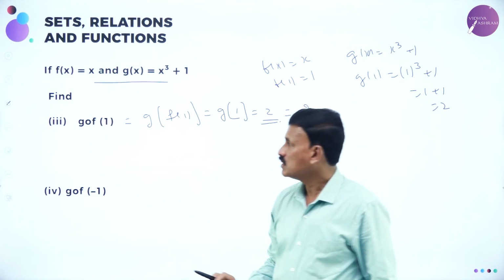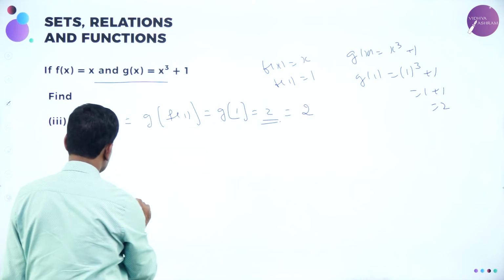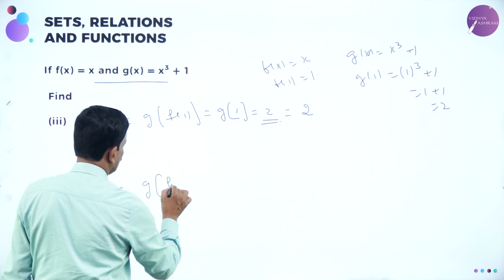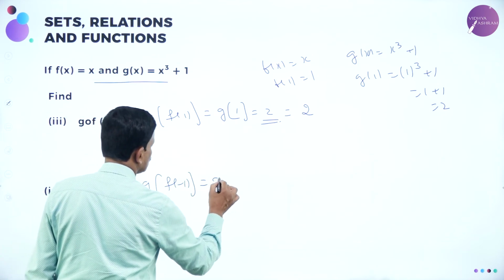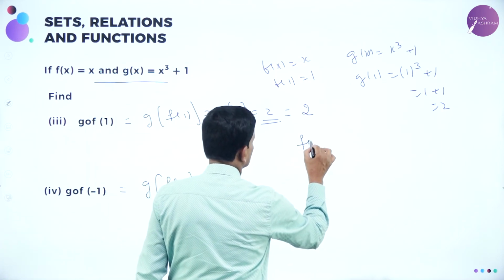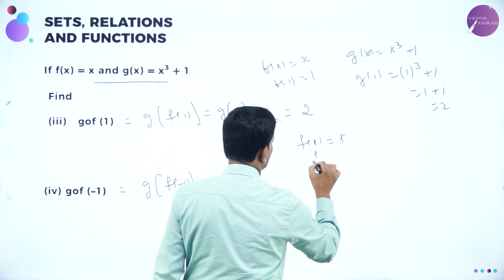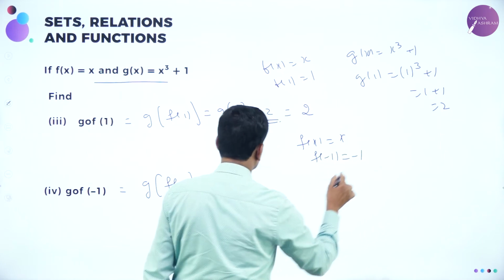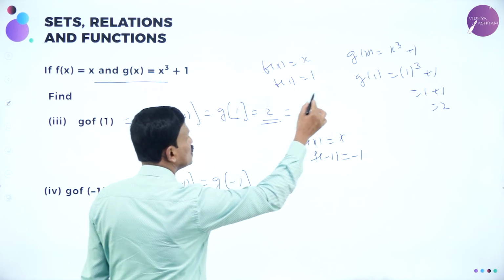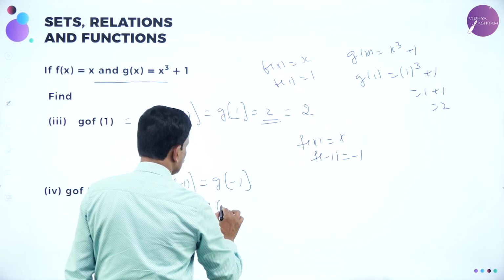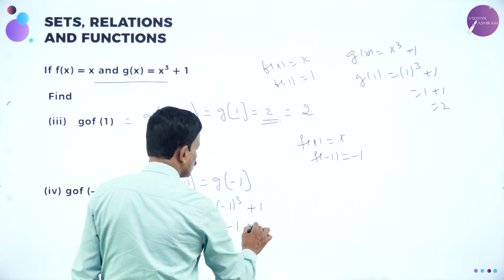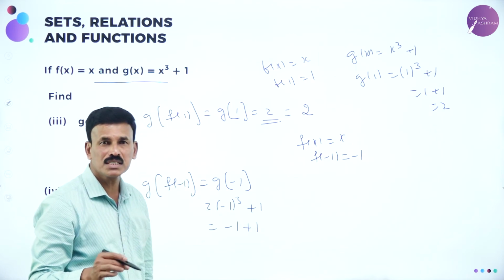Okay. Now the second one, g o f of minus 1. Third, the last one, g o f of minus 1 can be written as g of f of minus 1. This is g of, what is f of x? f of x is x. f of minus 1 can be written as minus 1. g of minus 1. Since g of x is x cube plus 1, g of minus 1 is minus 1 whole cube plus 1. Minus 1 whole cube is minus 1, minus into minus into minus.